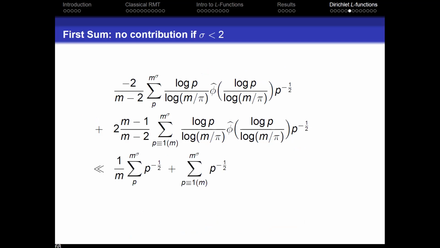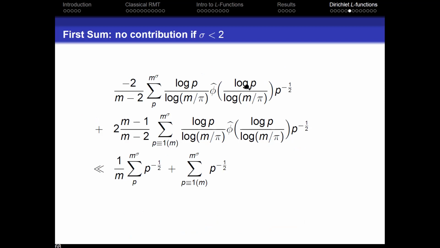And without too much trouble, we can show the result if the support is sufficiently small. So remember, phi hat vanishes outside the interval minus sigma to sigma. Well, what does that mean? Forget about the pi. m is going to be our parameter going to infinity. So basically, p can get up to m to the sigma. So as long as p is a little bit less than m to the sigma, the argument inside here is essentially going to be at most sigma, so it's going to be non-zero.